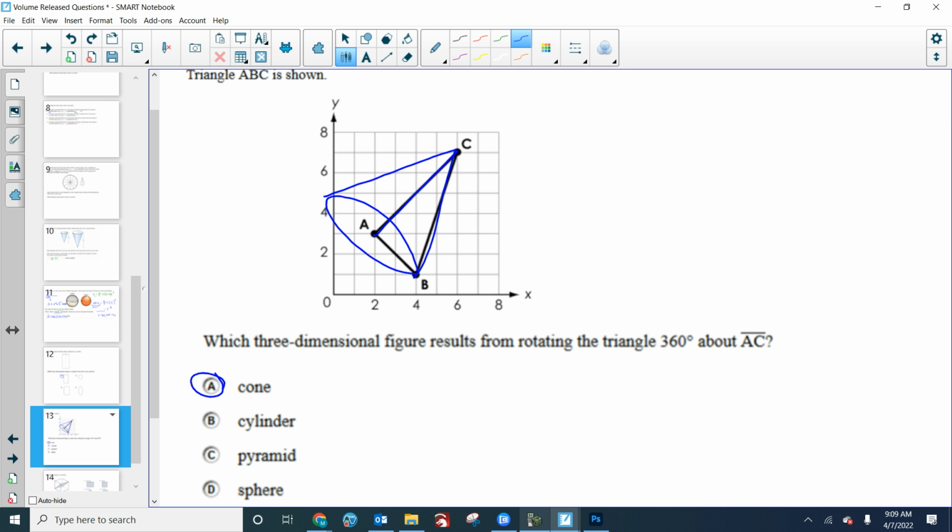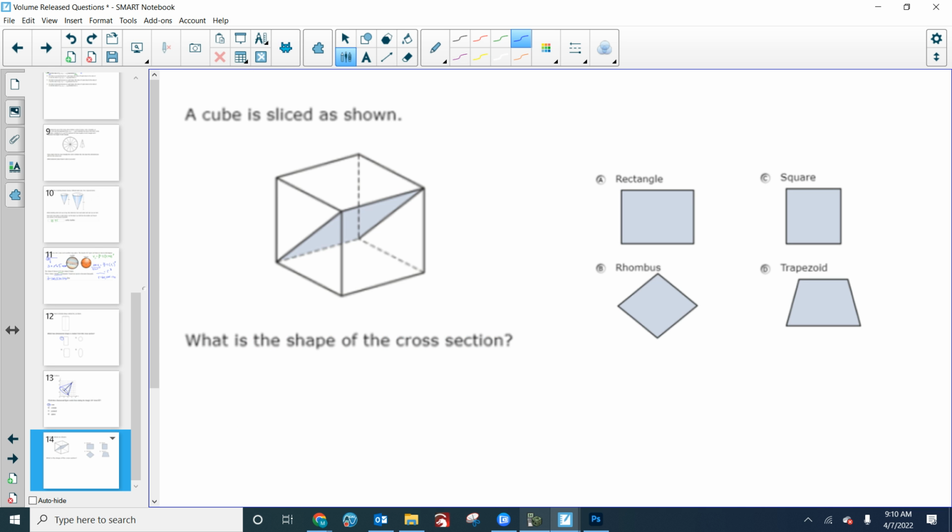How many of you, when you read the word rotate, pictured that triangle spinning on the graph, like on a piece of paper? I think the better word is revolve around AC. Just like when the Earth revolves around, we picture revolving like that, right? I don't know why they use the word rotate. They didn't ask me.